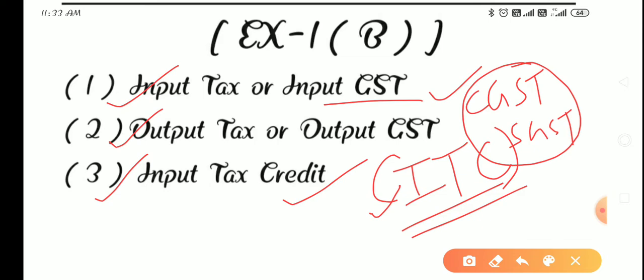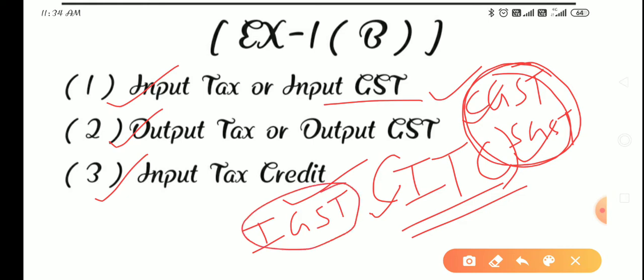So what is input tax? Suppose you are a businessman, you are purchasing some goods from the same state in which you have your business. So it will be a case of intrastate transaction. In this case, you will pay CGST and SGST on the purchase of the goods. So input tax or input GST will be the sum of CGST and SGST. Suppose you are purchasing the goods from another state. In this case, you will pay IGST. So this IGST will be input tax or input GST.